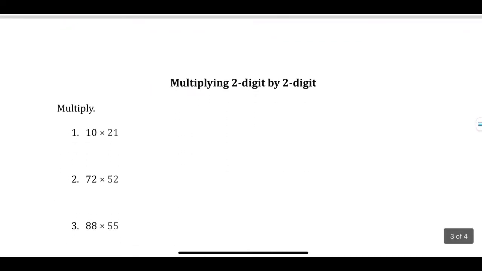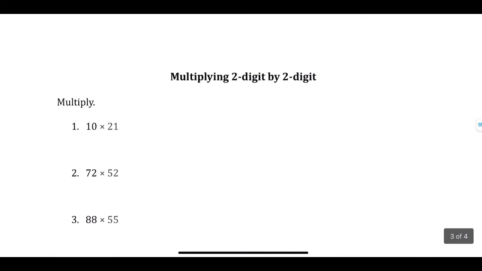Now the third section is multiplying 2 digit by 2 digit. I'm just going to go over number 2 together, since this should be a review. You place these numbers vertically on top of each other, with the ones place matching the ones place, and the tens matching the tens place. From here, you just have to do 2 times 2 and 2 times 7 first.